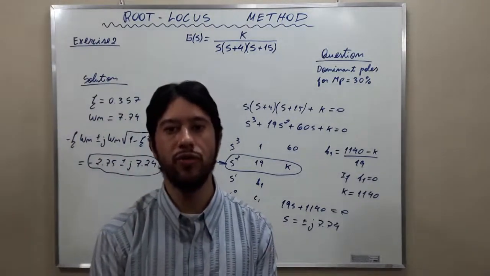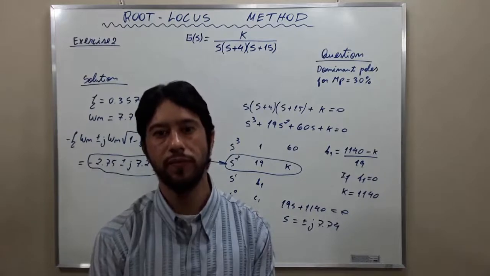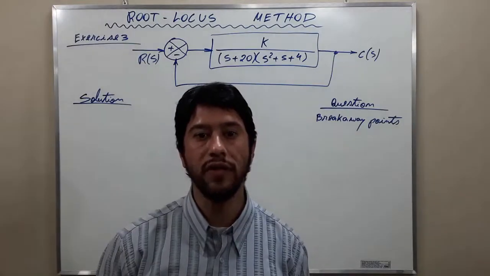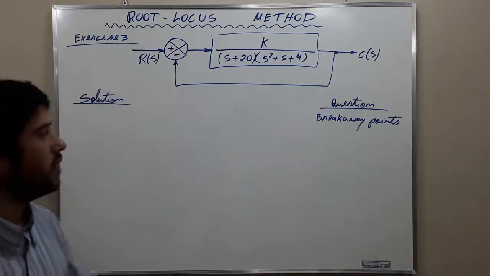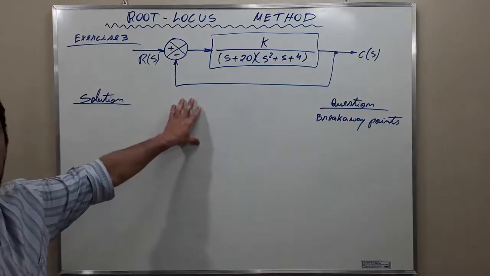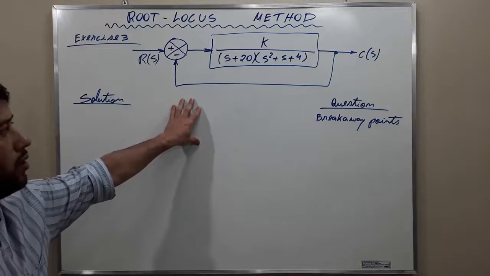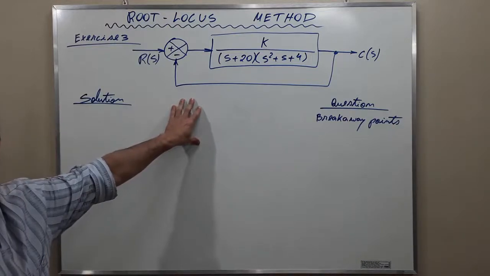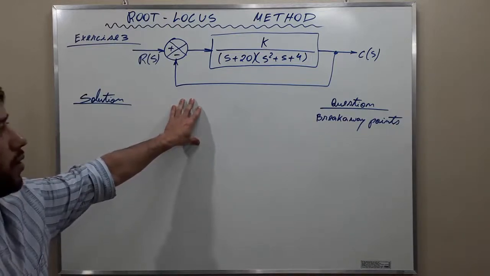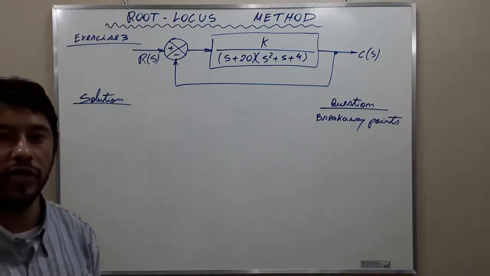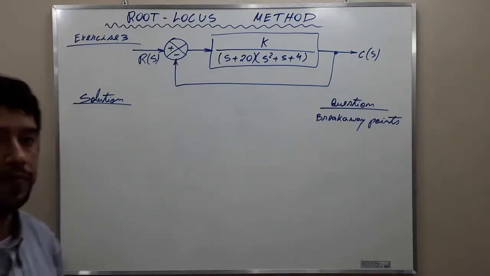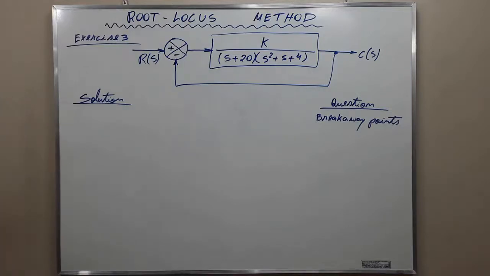Let's go now to exercise 3. Now let's go to exercise 3. Exercise 3 asks us the number of breakaway points in the root-locus plot of the system represented by this block diagram. Okay, my friends, this is the question. Let's go to the solution.